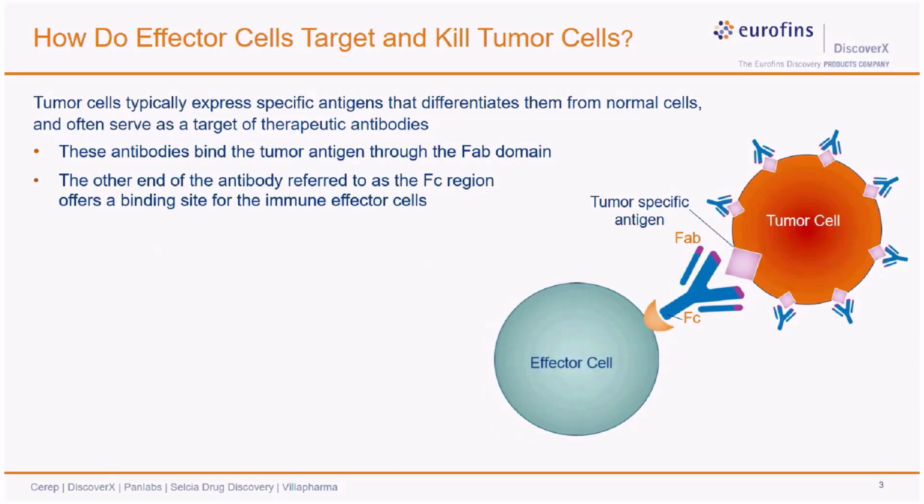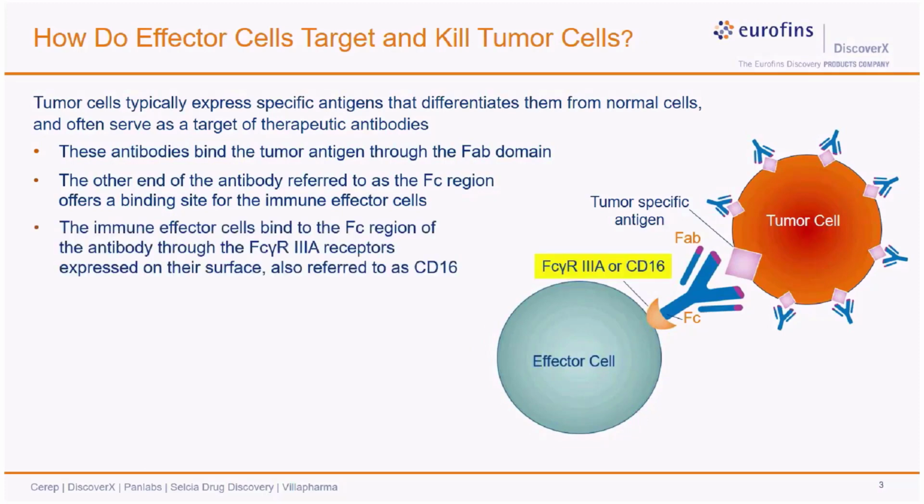So the question is, how do the immune effector cells bind the FC region of the antibody? Well, that happens through a receptor they express on their surface called the FC gamma R3A, also called CD16. In fact, there are different FC receptor classes that play an important role in augmenting some of the key signaling events for immune checkpoint receptors. You can learn more about FC receptor engagement in another one of our webinars by Dr. Jean Lemerdine on our website.